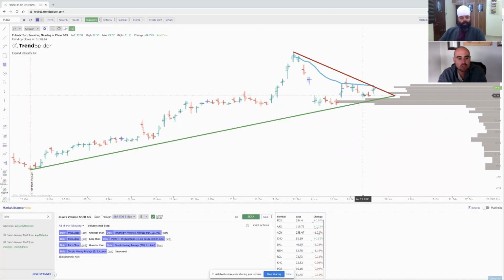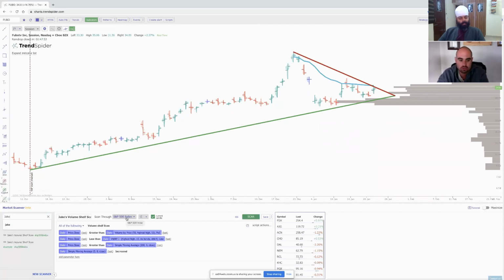So if you do want to try out the volume shelf, it is an actual scan in TrendSpider, so you don't have to go and recreate this scan. Just type in Jake, and it will pop up as Jake's volume shelf scan. I have it scanning the S&P 500.